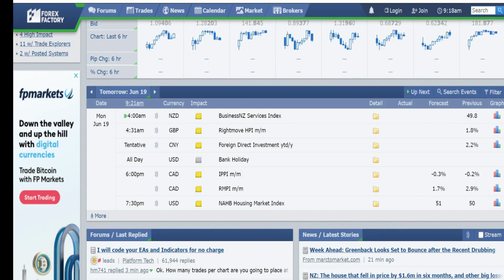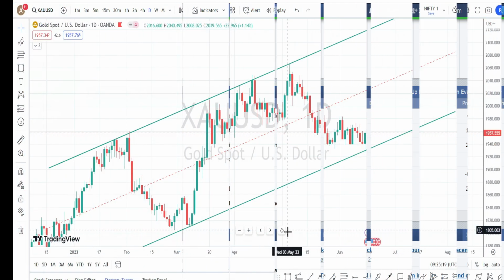Before that, when we look at the events plan for Monday, June 19th, we have US bank holiday. And also we don't have any high impact news in any of the major currency pairs, so we can expect low volatility for Monday. Let us proceed with our gold analysis.